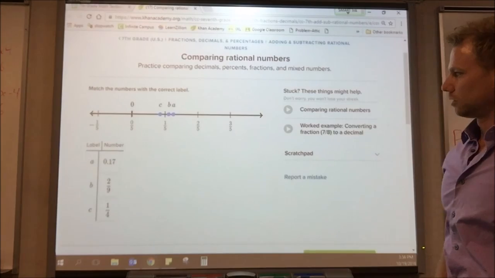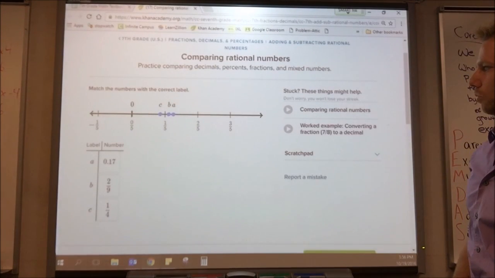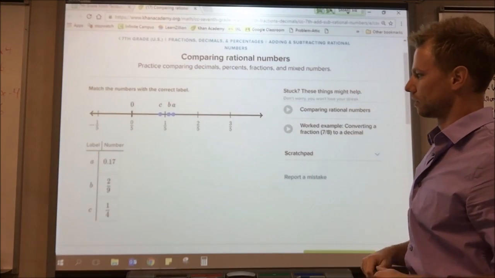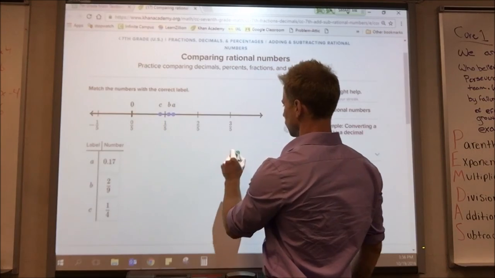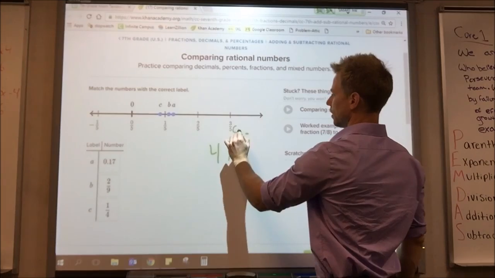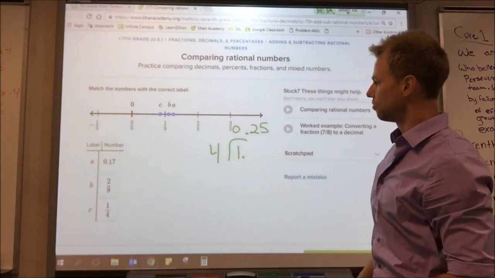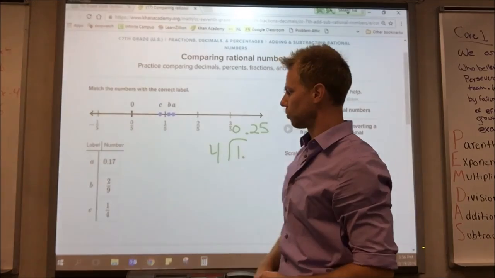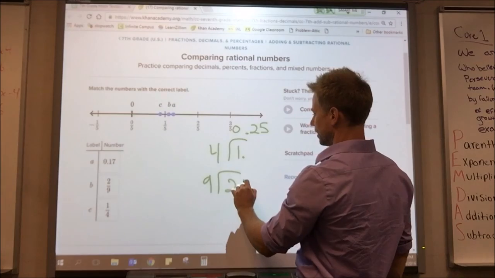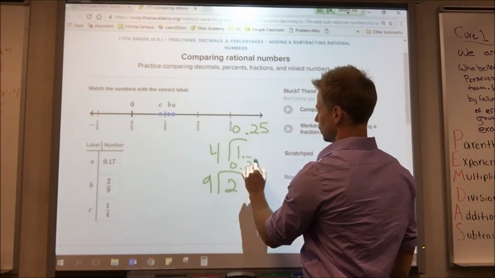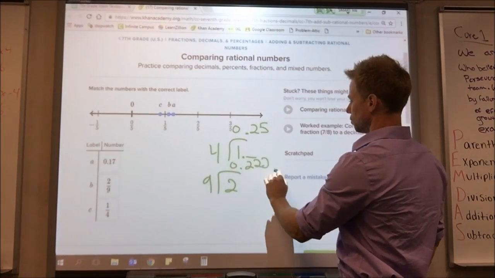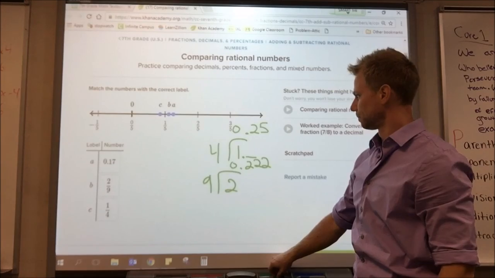Okay, match the numbers with the correct label. So again, we're trying to figure out smallest to greatest. 1/4 as a decimal, hopefully you have that one memorized. Otherwise, you can do some long division. It turns out to be 0.25 for 1/4. This is already a decimal. And then 2/9, you can do 2 divided by 9, which turns out to be 0.2 repeating, or 0.222, and the 2's keep going.